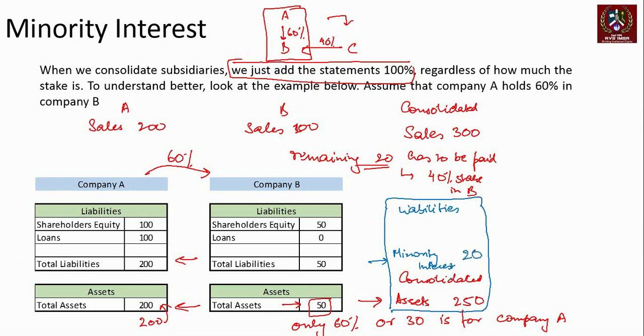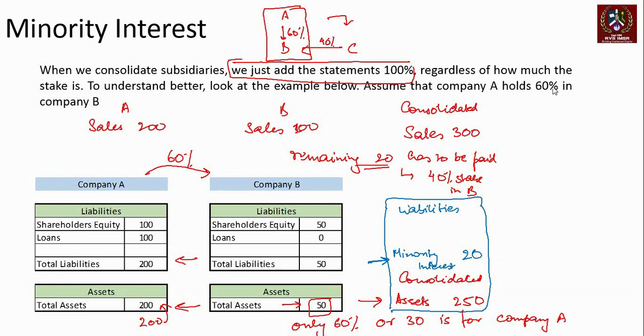That 20 will come here. So when you sell the assets for 250, this will tell you that this 20 has to go to someone else. It is not yours, it is someone else's, right? That's how minority interest gets adjusted in the financial statement.